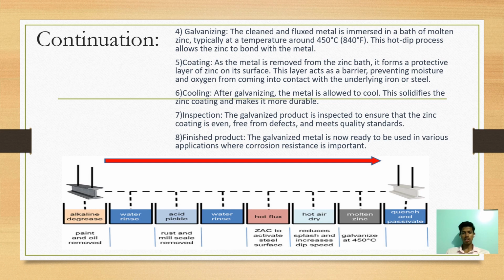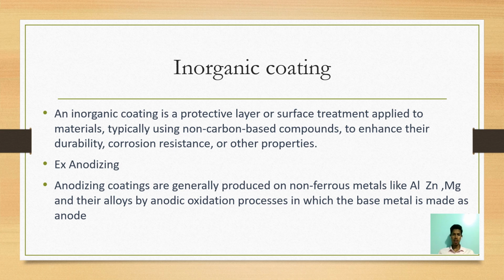As you can see, the process of galvanization goes like this. And coming to the second one, inorganic coating. An inorganic coating is a protective layer or surface treatment applied to materials, typically using non-carbon based compounds to enhance their durability, corrosion resistance, or other properties. Example is anodizing. Anodizing coatings are generally produced on non-ferrous metals like aluminum, zinc, magnesium, and their alloys by an anodic oxidation process in which the base metal is made the anode.